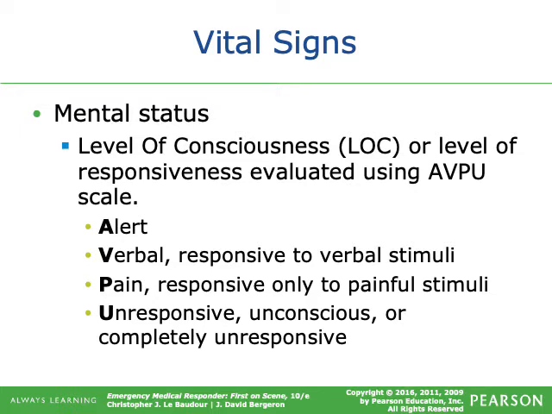Responsive to pain is what P is for. It means they only respond to painful stimuli, which means you would have to physically shake them or cause a painful stimulus for them to open their eyes and look at you and be alert. And unresponsive just means that they're completely unresponsive. They don't respond to verbal or painful stimuli. It doesn't matter what you do, they're still going to remain unconscious.